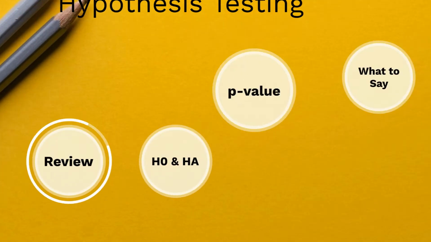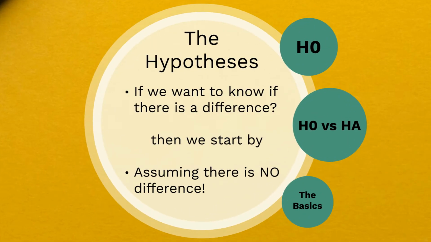So when we think about our hypotheses, if we want to know if there is a difference in either proportions or means, or if there is a correlation between two continuous variables, we will actually start by assuming there is no difference or there is no relationship. And this does seem a little bit backwards, but we need to set up our scientific or statistical questions in this way so that we can use statistics to choose between our two options.